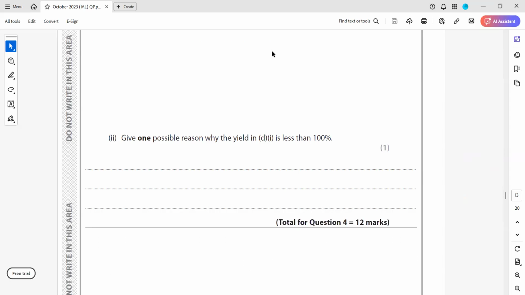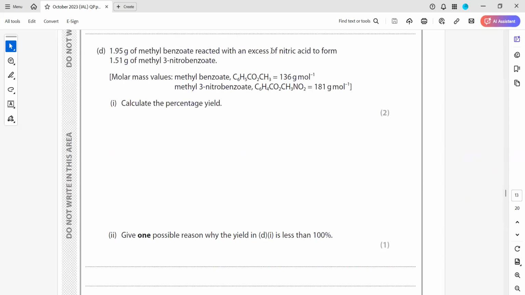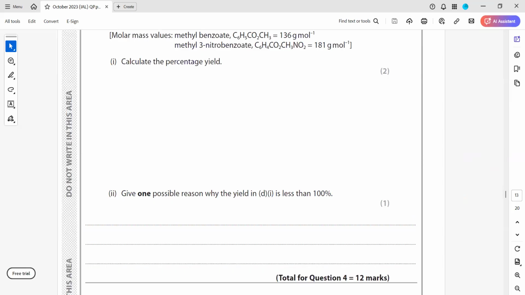One possible reason for a less than 100% yield: why don't we get 100% yield? What might happen? As we are doing recrystallization, not all the methyl 3 nitrobenzoate may recrystallize, and some of the solution might be lost during transfer from one filtration to another, or the reaction might not be complete. These are different possible answers.